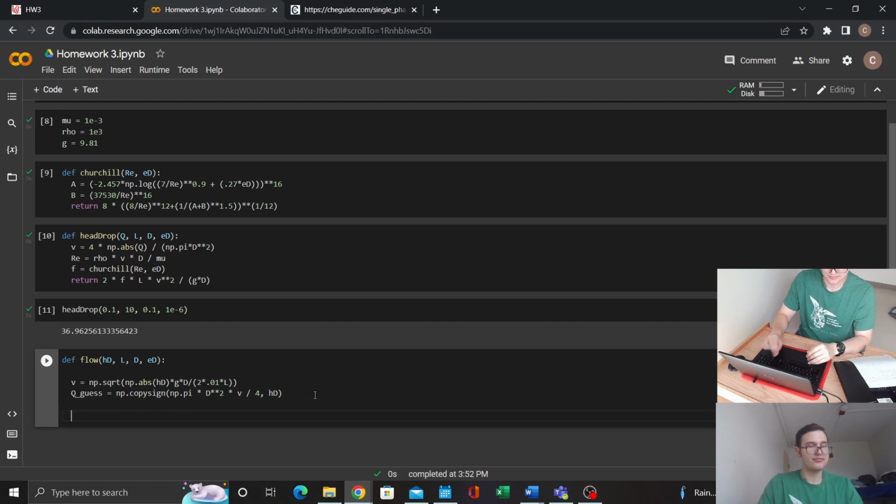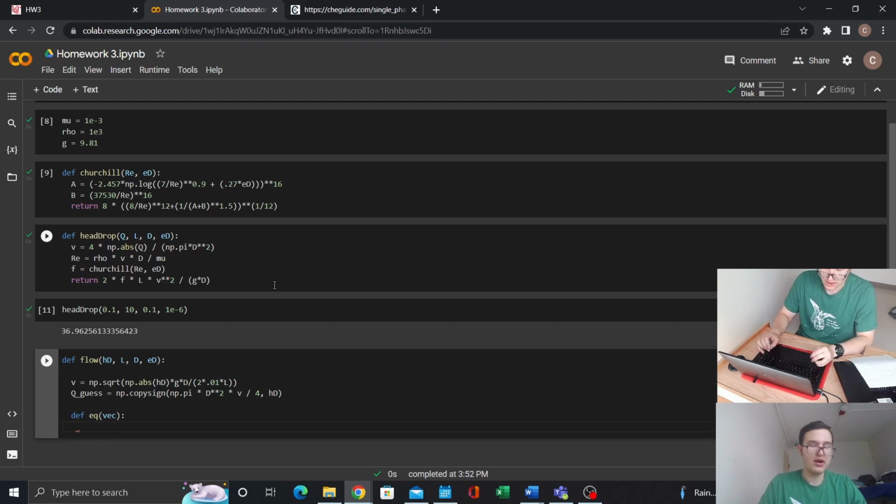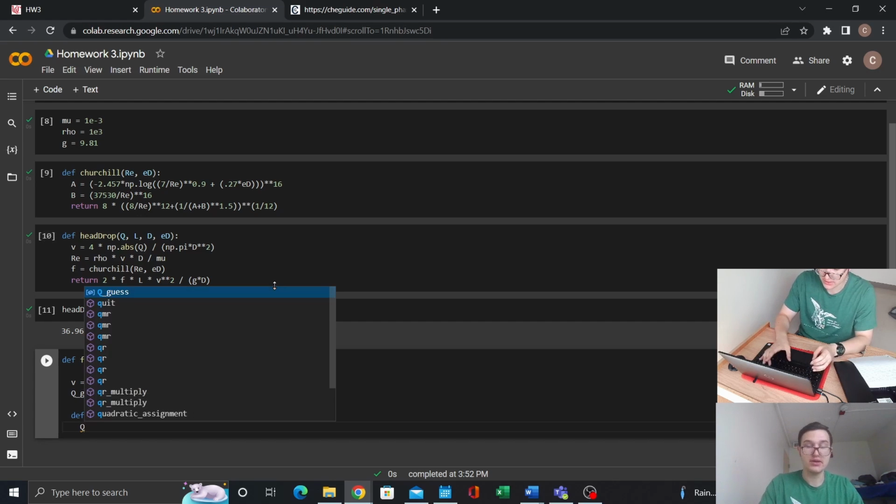But either way, we have this here, and now we want to write out our equation for the root solver to find. So we're going to define another function. We're just going to name it EQ for equation. But this one we need to give a vector of values, because root only accepts vectors into its code. This will only be a one value vector. It'll be Q.